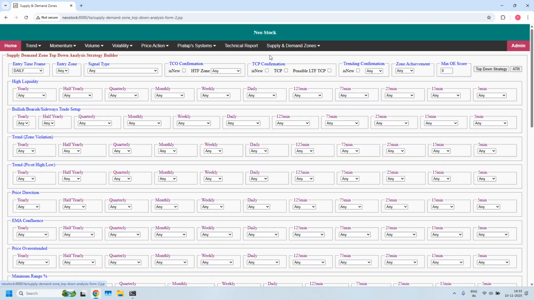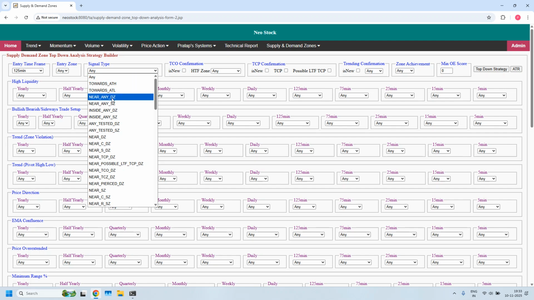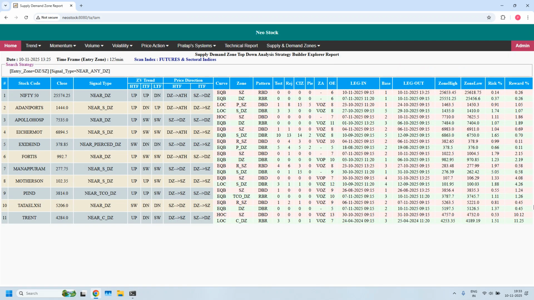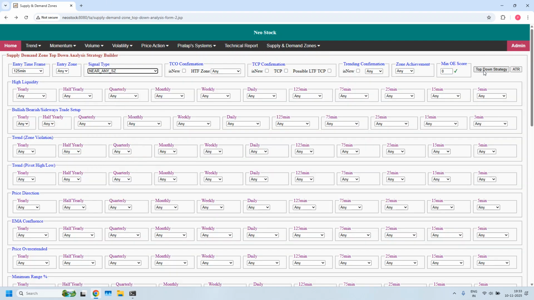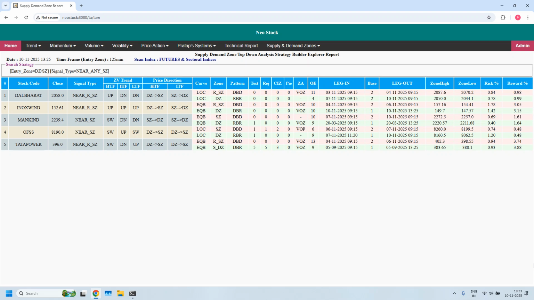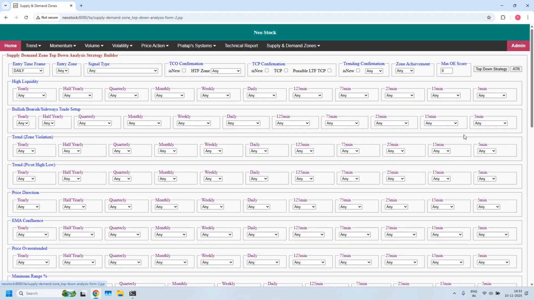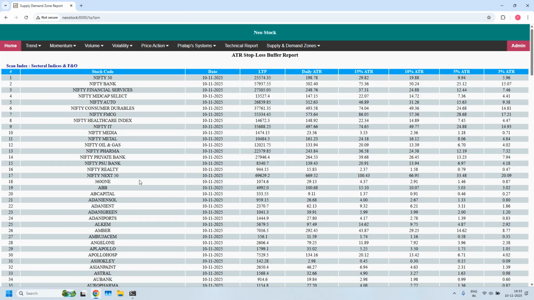Next, stocks near demand and supply zone, only 125 minutes I will generate today. Stocks near 125 minutes demand zone. Next, stocks near 125 minutes supply zone. Final report, I will generate stop buffers based on daily ATR. Scrolling the list down, whichever the stock you want to refer, pause the video. After that you proceed further.